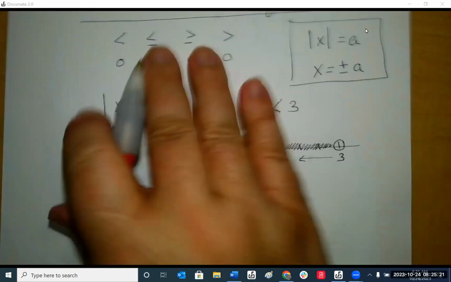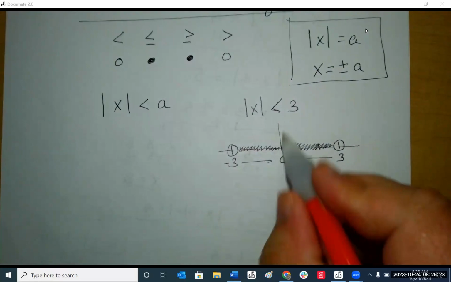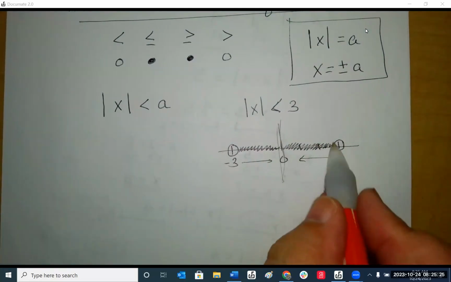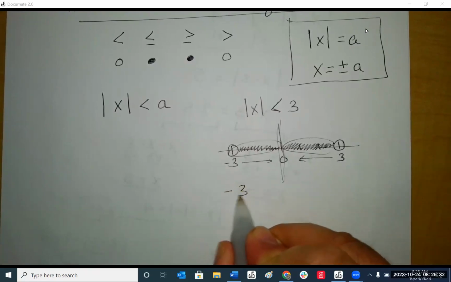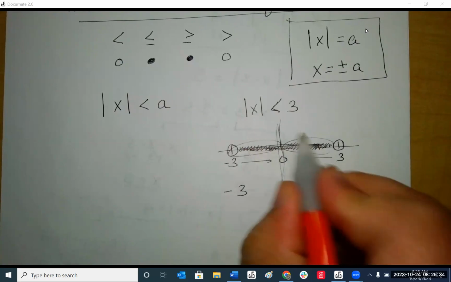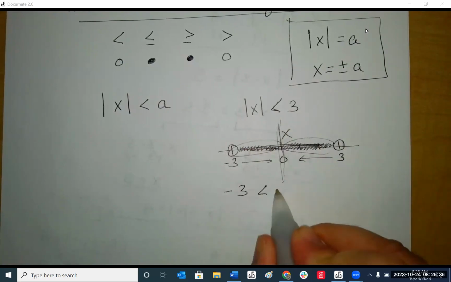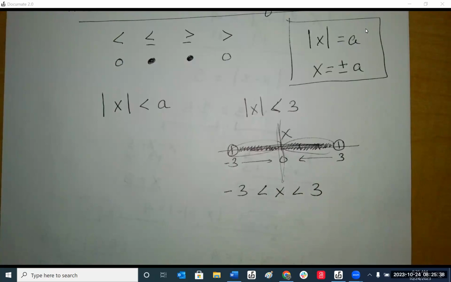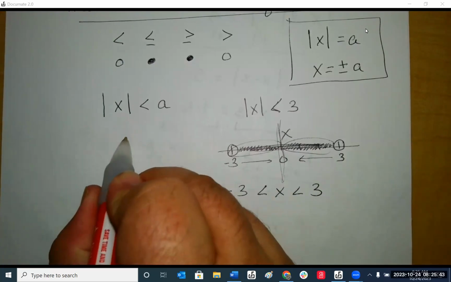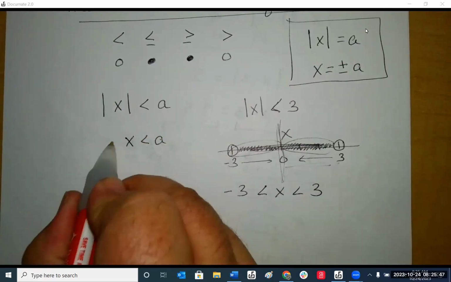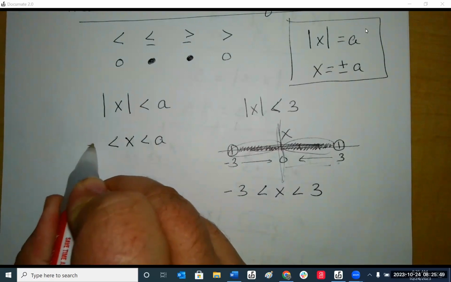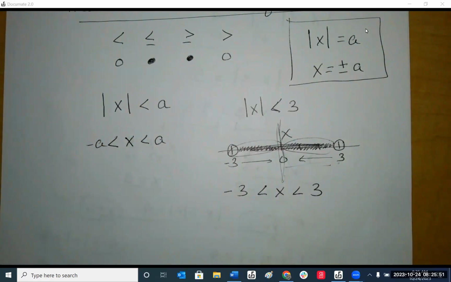But remember, it's a mirror image. If I folded the page over, if I folded the page here, these two pictures have to be the same. So if we look at this, remember, these are all our x's. So that's what's going to happen. X is less than a, but it's greater than negative a.